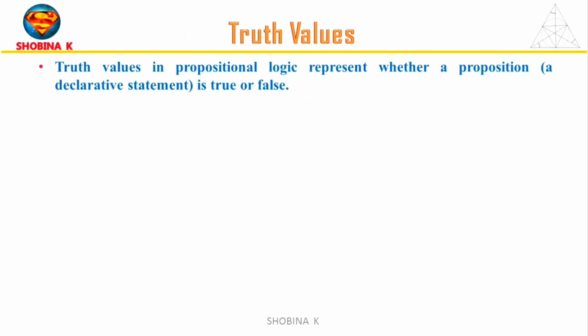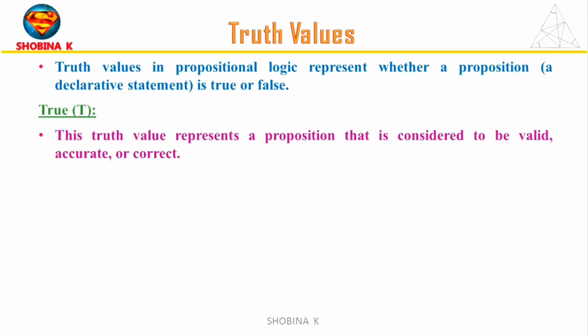Next we have truth values. Truth values in propositional logic are used to determine the validity of a statement. They are represented by the truth values true and false. And statements are formed using propositional variables and logical connectives. In propositional logic, the truth values are typically binary, meaning that they can have one of two possible values.